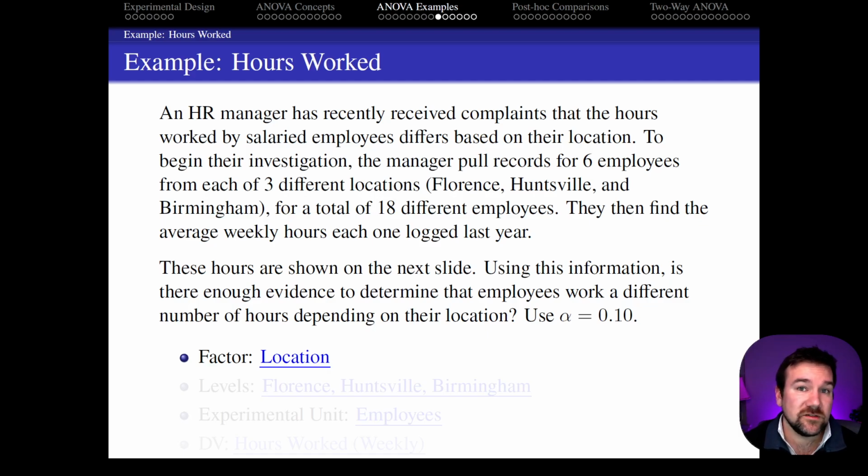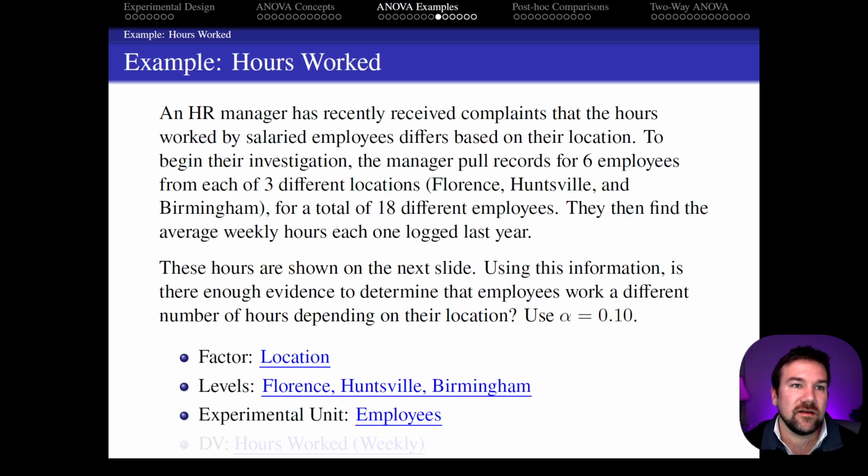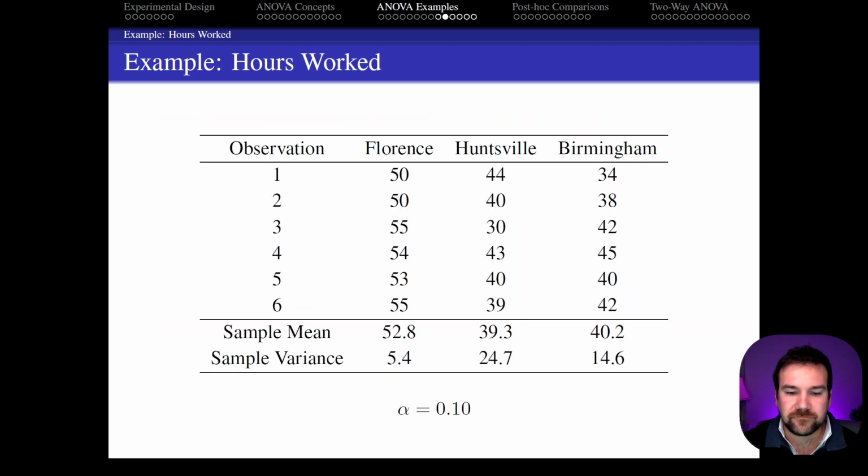The different options that location can take on, or factor levels, are Florence, Huntsville, and Birmingham. The experimental unit, who are we doing this experiment on, are the employees. Those are the units. If I look at a single number, that is an employee, their number. And the dependent variable in this case is the hours worked weekly, the average hours worked weekly for each person.